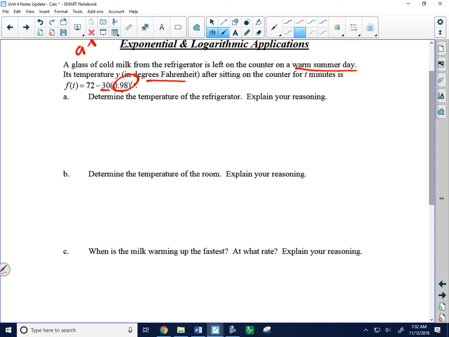Okay, so let's look at a few questions here. Again, not every single one will be calculus, but all of them are good questions. Determine the temperature of the refrigerator.